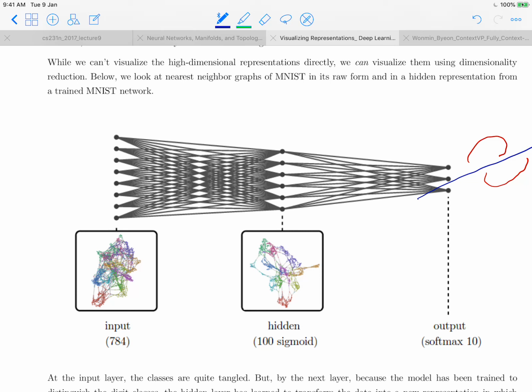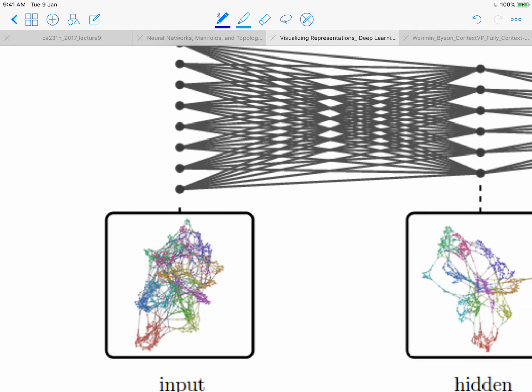Have you studied principal component analysis or multi-dimensional scaling, or even t-distributed stochastic neighbor embedding? There is a machine learning technique called dimension reduction.